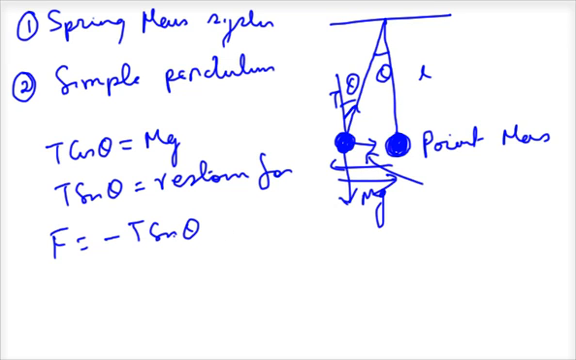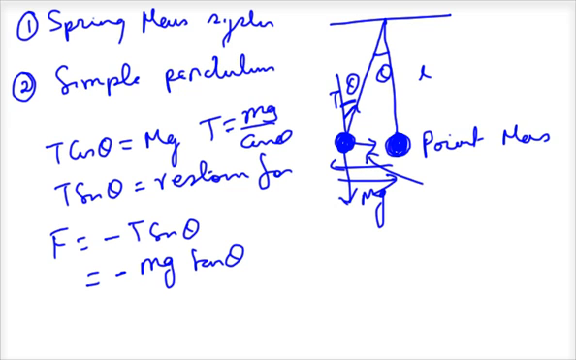Then for small angles, suppose theta is very small. Let me go a little ahead, we have found out here that T is equal to mg by cos theta. So from there I can say F is equal to minus mg tan theta. Now for small angles, tan theta tends to theta. So I can say that F is equal to minus mg theta.